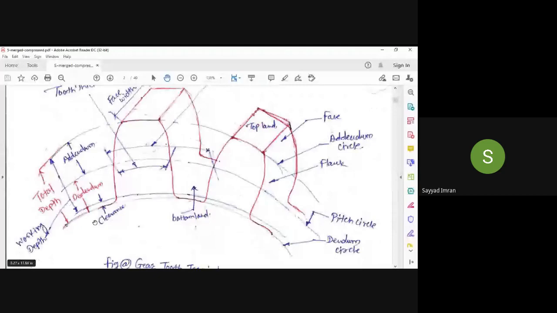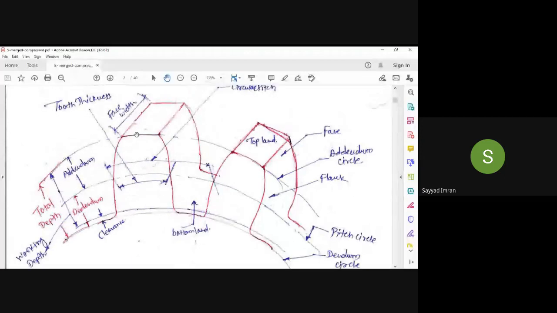Here you can find there is a clearance. This is the total depth. Here it is the working depth. This is the face width. This is the tooth thickness. This distance is the circular pitch. This is the top land. This is the bottom land. This is known as face. This is known as flank. Here it is the addendum circle, and the bottom side dedendum circle. So one by one we can see.